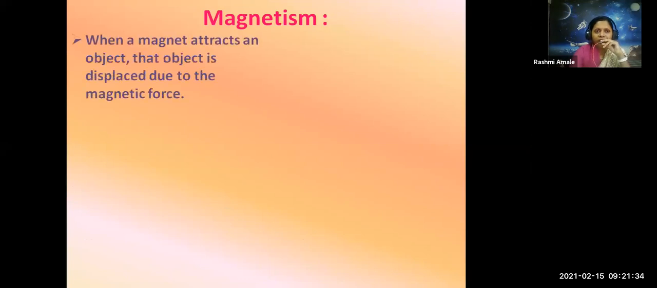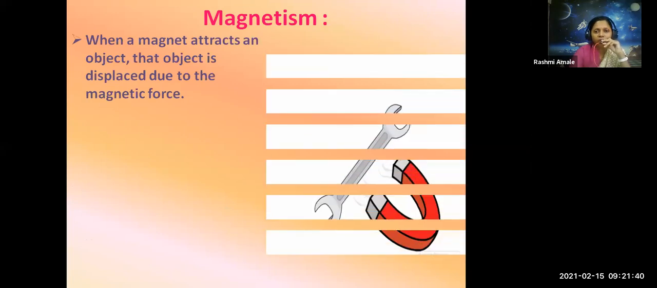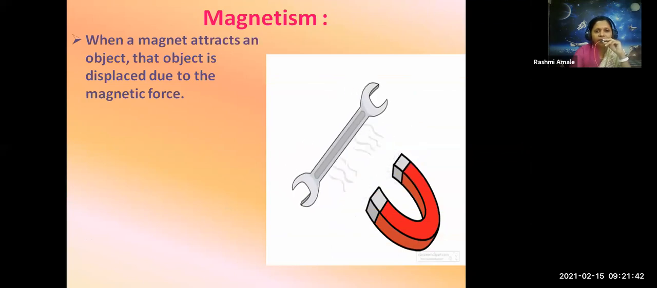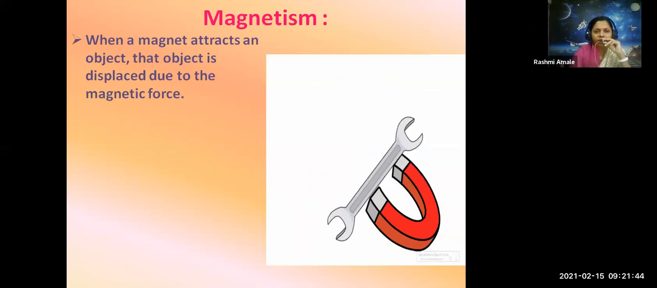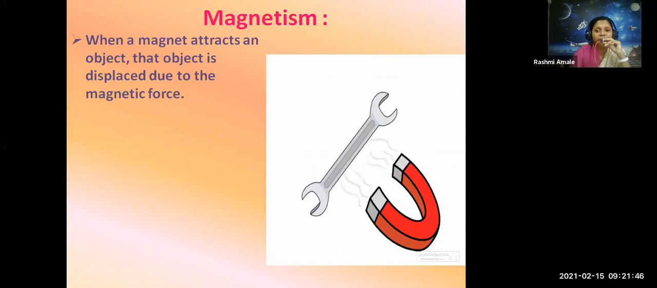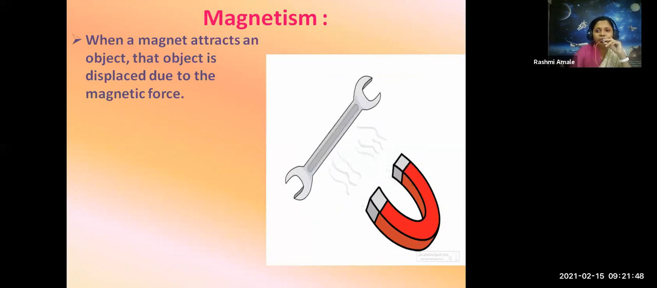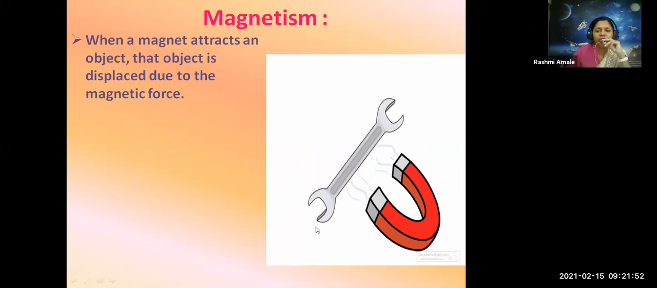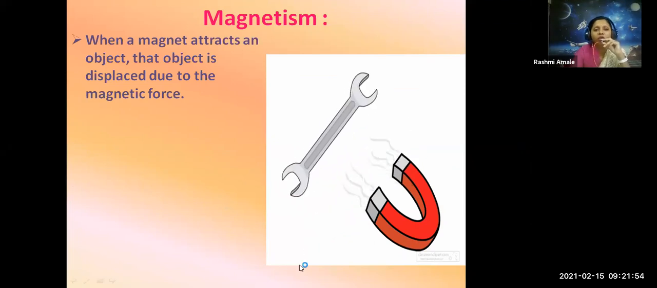So now, what is magnetism? When a magnet attracts an object, that object is displaced due to magnetic force. This you all know now. See, when a magnet is attracting an object, that object is displaced. See, it is changing its position. Okay, that object is displaced due to magnetic force.